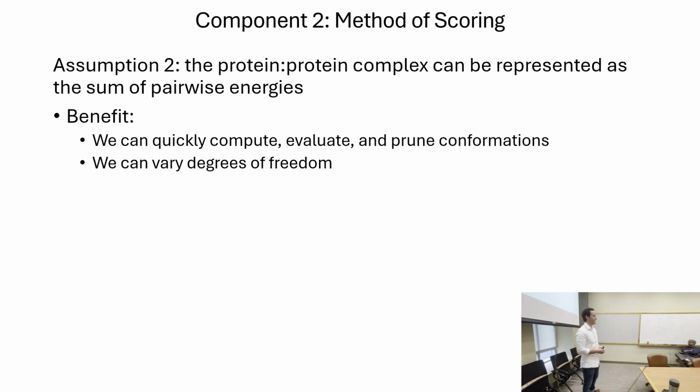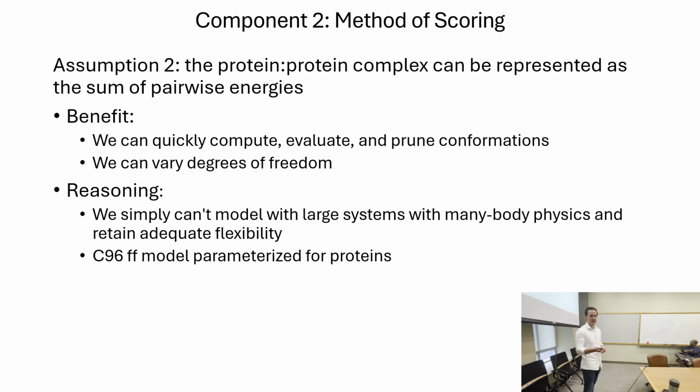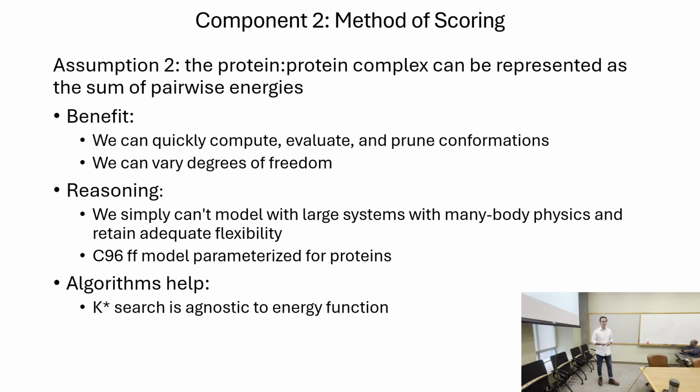This is really something we don't want to underestimate. There's oftentimes a trade-off between how many bodies we have in our energy function and the amount of flexibility that we can look over. So oftentimes there's sort of a balancing act there. Some of the reasoning behind this is, as we talked about earlier, we simply can't design with a higher quality biophysical model for some of these search spaces that we want to look over. And the specific Amber tools force field that we look at is parameterized specifically for proteins.